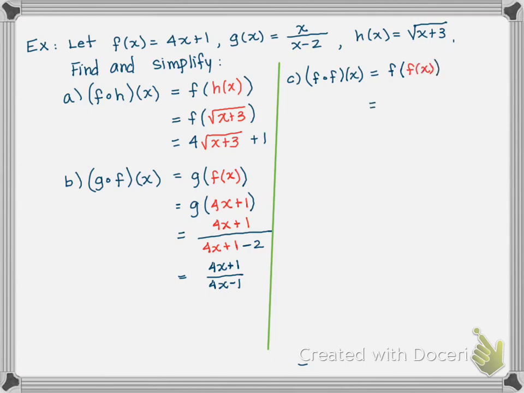So first thing we want to do is replace f of x with 4x plus 1. And then my input is 4x plus 1, which I want to multiply by 4 and add 1 to. So 4 times my input, plus 1, which I can then simplify. So 16x plus 5.